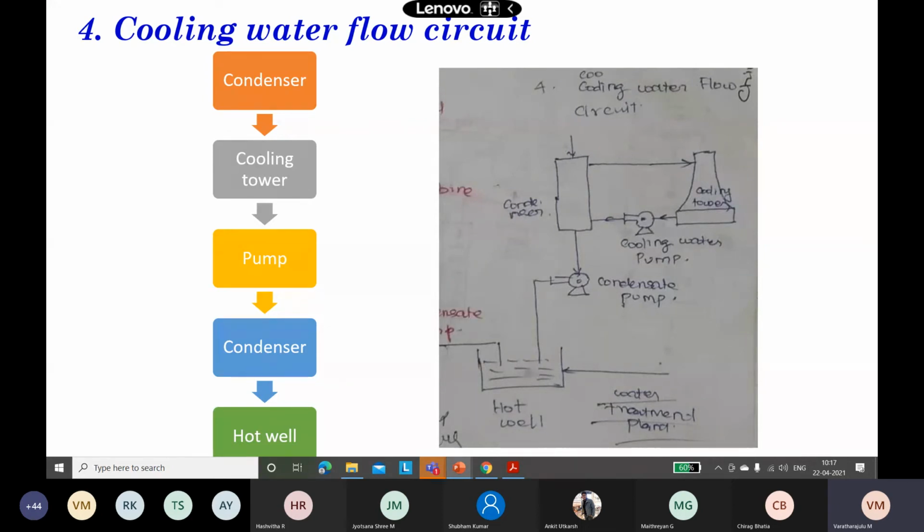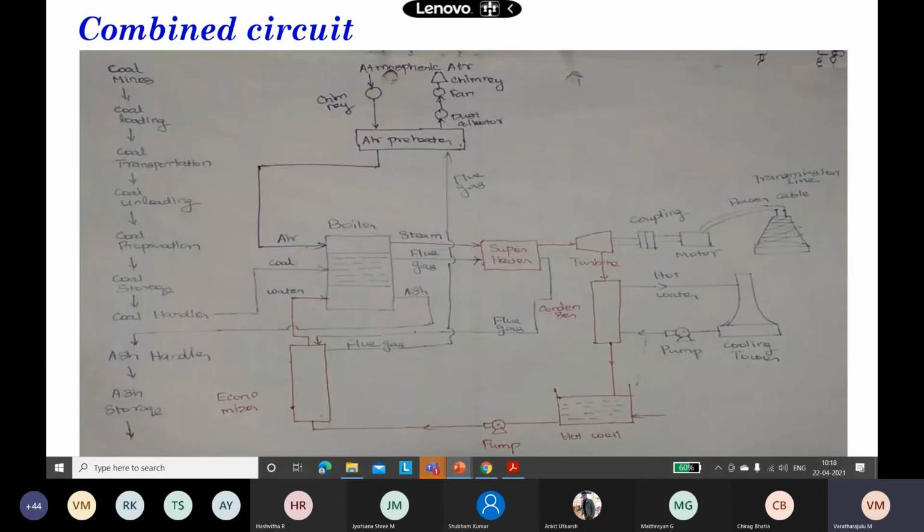We are trying to sprinkle the steam, and here we have the water circulation. When the sprinkled steam is surrounded by the water, what happens? It suddenly cools and converts into water, and then it is sent to the hot well. And therefore we need to put these four different circuits into one, and this is the combined circuit.